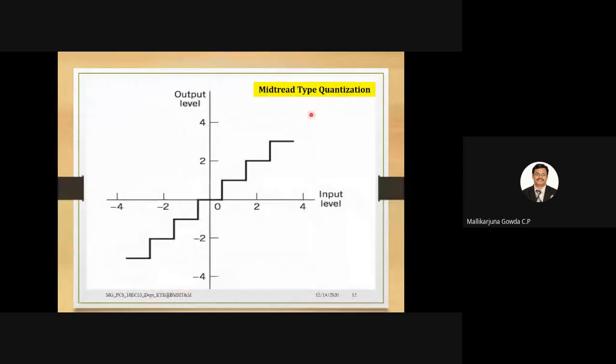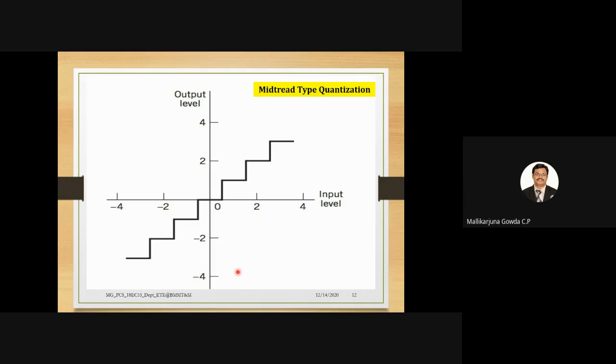In case of mid-tread type, these are the decision levels, right? I said delta is the step size. What is step size? It is the difference between the adjacent sample values, the amplitude difference between the levels. So this will be delta by 2, next 3 delta by 2, 5 delta by 2, 7 delta by 2, and so on, similarly for the negative side also. Here the y-axis will be delta, 2 delta, 3 delta, 4 delta, and similarly for the negative y-axis you can write minus delta, minus 2 delta, minus 3 delta, minus 4 delta.